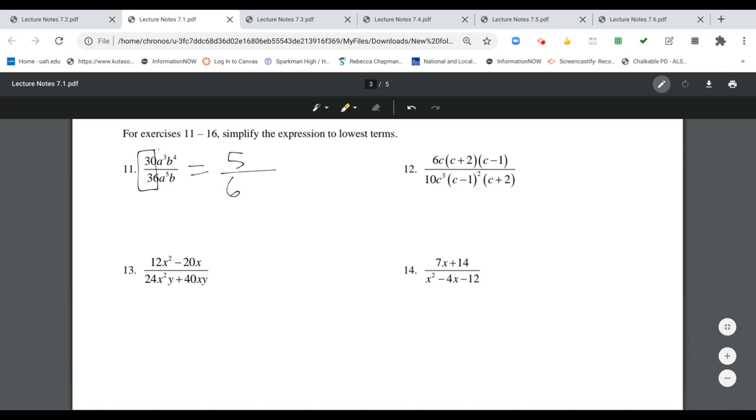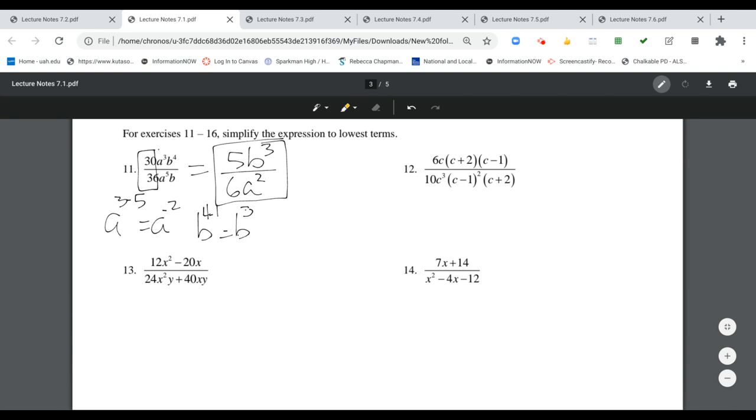If you remember your exponent rule, you always subtract. So a to the third minus 5 gives me a to the negative 2. So I'm going to put a squared in the bottom because you can't have negative exponents. To get my b, that would be 4 minus 1, which is b to the third, so it can stay in the numerator. And that would be the simplified expression in lowest terms.